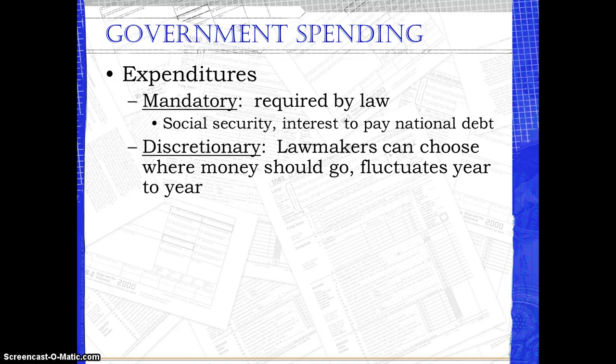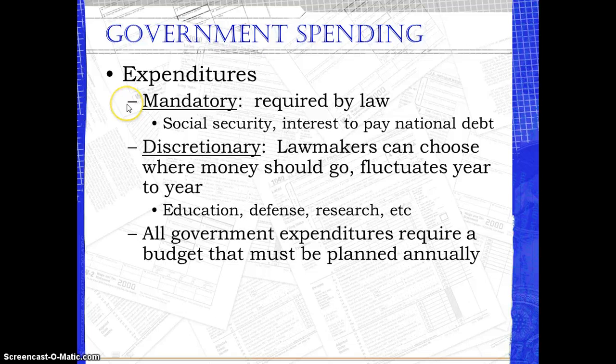So maybe one year they want to give a lot to K-12 education funding, and the next year they choose to give less. So for example, education, defense, research, etc., those expenditures change from year to year, whereas mandatory spending does not change from year to year unless there is a change in the law.